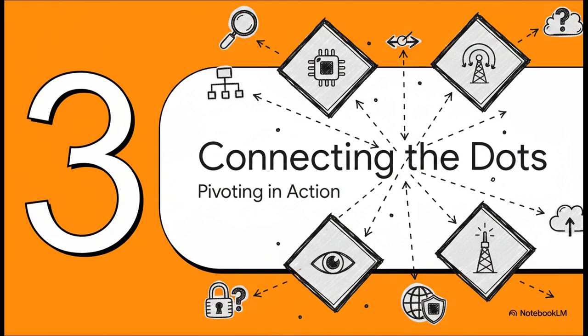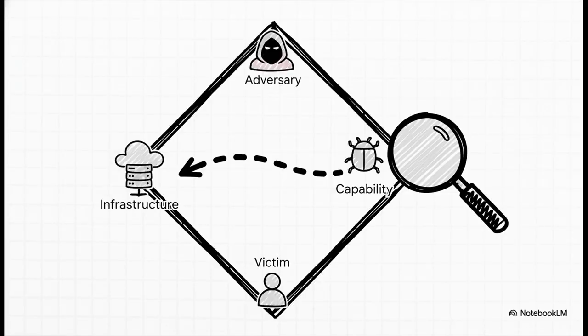Its true power comes from using these points to connect the dots and uncover the rest of the story. And the way we do that is through something called analytic pivoting. It's a fancy term for a simple idea. You take one piece of evidence you know for sure, one point on that diamond, and you use it to find the next piece of the puzzle. It's the engine that drives the entire investigation forward.